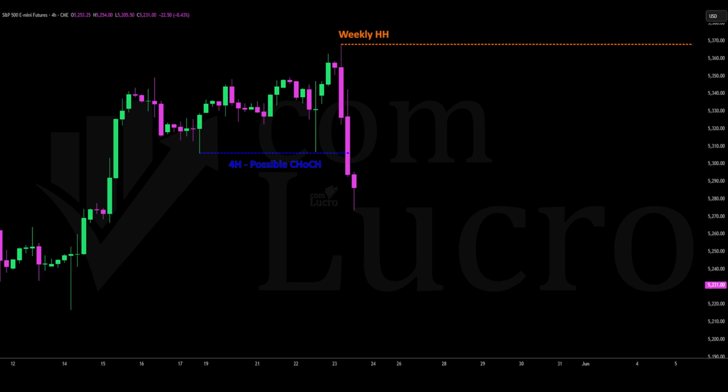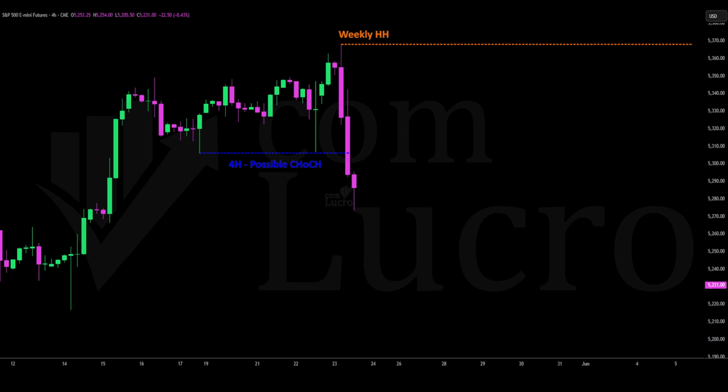At this point, we no longer view the move above the weekly high as simple continuation. Instead, the combination of the weekly liquidity sweep and the bearish structural shift on the 4-hour chart now begins building the bearish narrative we were waiting for.